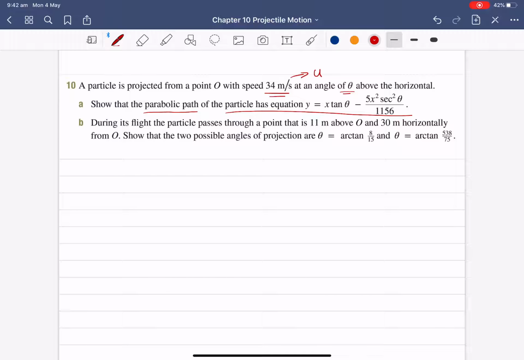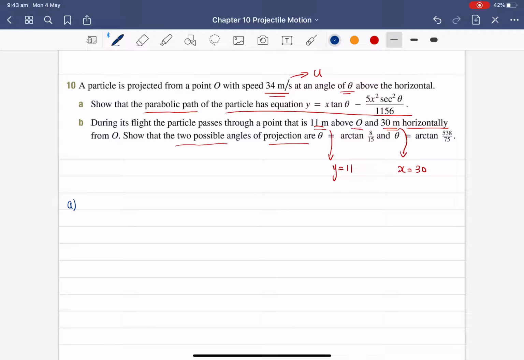And then the next part of the question says, during the flight, the particle passes through a point that is 11 meters above the O and 30 meters horizontally. So that just tells you that 11 meters above O means y equals 11, and 30 meters horizontally means x equals 30. And then show the two possible angles of projection. This should be quite an easy question to do.